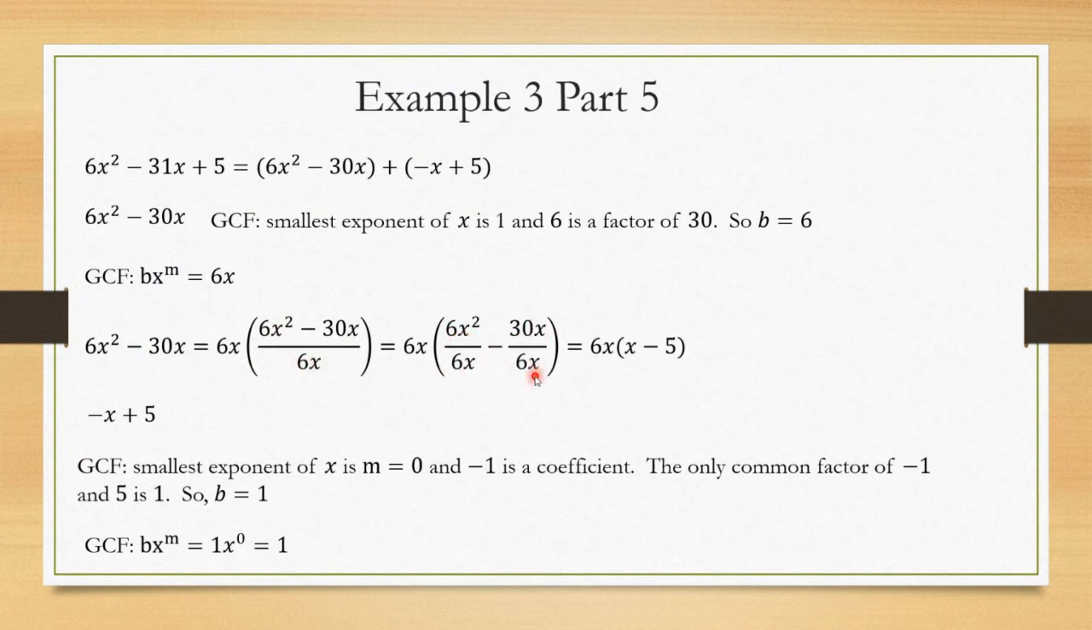And when you do that, the 6's cancel. x squared over x is just x. For the second one here, 30x over 6x, well, the x's cancel. 30 over 6 is 5. That's for the first group. For the second group, well, you have negative x plus 5.